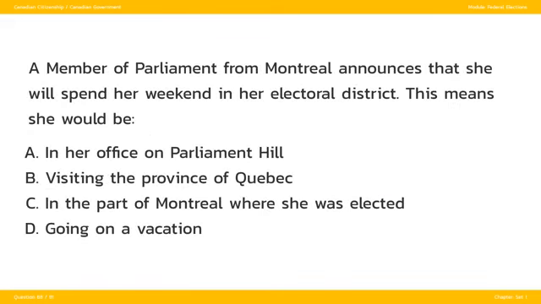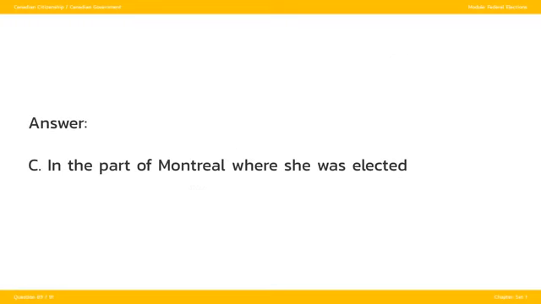A member of parliament from Montreal announces that she will spend her weekend in her electoral district. This means she would be A. In her office on Parliament Hill. B. Visiting the province of Quebec. C. In the part of Montreal where she was elected. D. Going on a vacation. The answer is C. In the part of Montreal where she was elected.